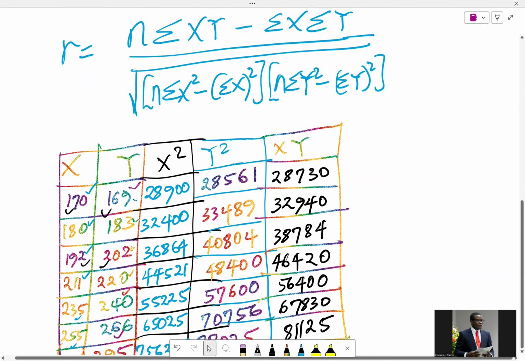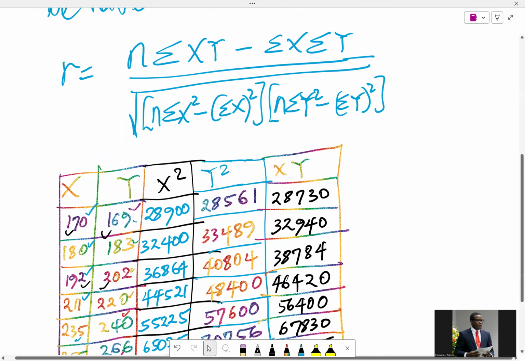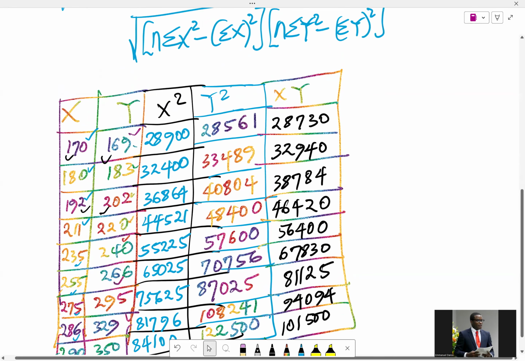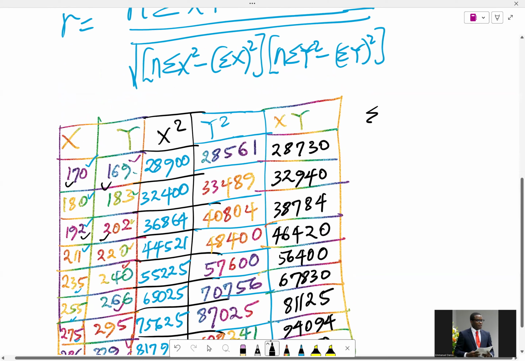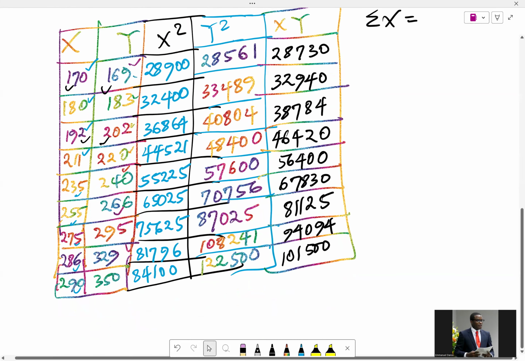Okay, from the table again, we need summation of x, summation of y, summation of x squared, summation of y squared, and all that. So we need summation of x. We can put that here. This is a lot of work, so a lot of carefulness is required.